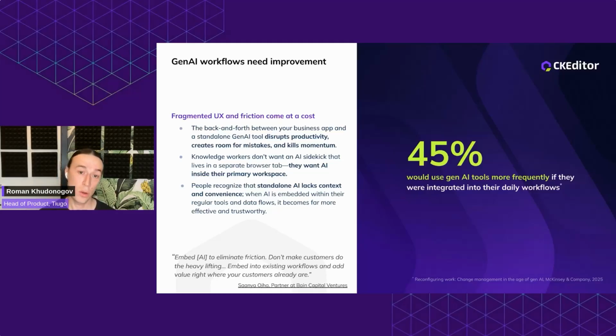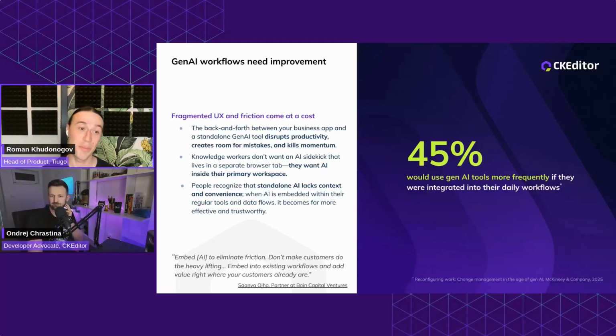So I want to close my short introductory part with a few key suggestions. Embed AI to eliminate friction. Don't make people jump between tabs and copy paste and clean up formatting. Just put it right where your users already are. And I think the companies that figure this out are the ones that will definitely win. With this, Witek will take it from here and walk you through the more, I would say, practical part.